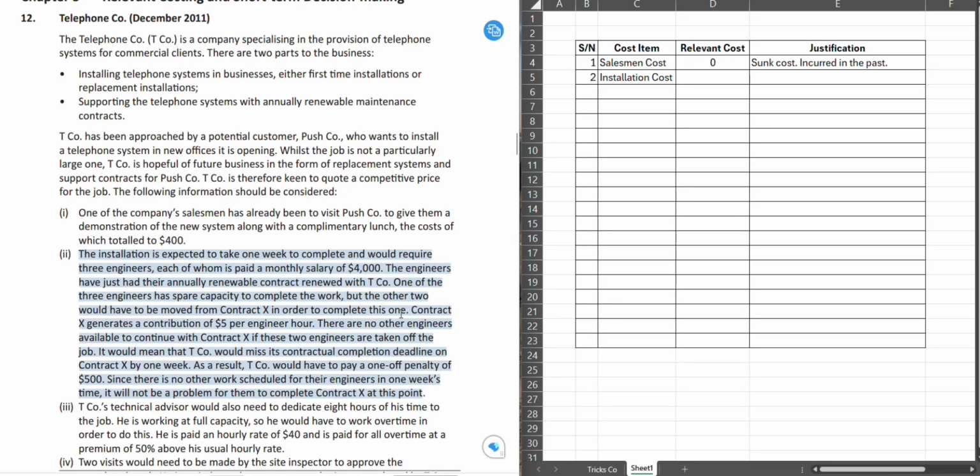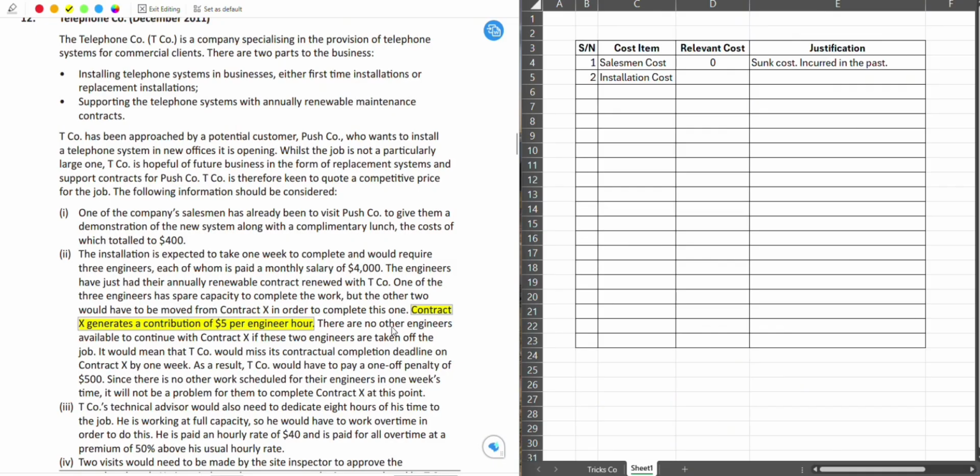Oh, okay. So let's understand it. We need three engineers. One has spare capacity. The other two need to be taken off their current job. Now, the contract X, where they are working on currently, generates a contribution of $5 per engineer hour. So which means if we take these engineers from the contract X job that they are currently working on, this contribution might be impacted because that is what we are earning from that current job.